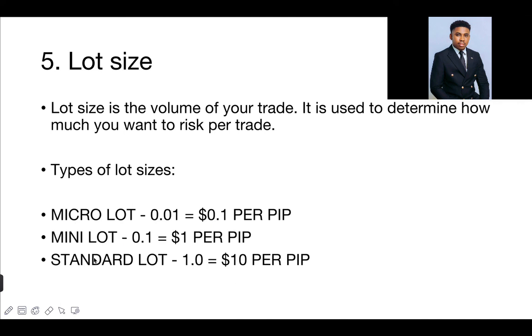So now the next and the biggest lot size we have is the standard lot, which is written as 1.0, and it equates to $10 per pip. So for each price movement, you either make or you lose $10. So if price moves 10 pips in your favor, you make $100. If it moves 10 pips against you, you lose $100. So be careful about that.